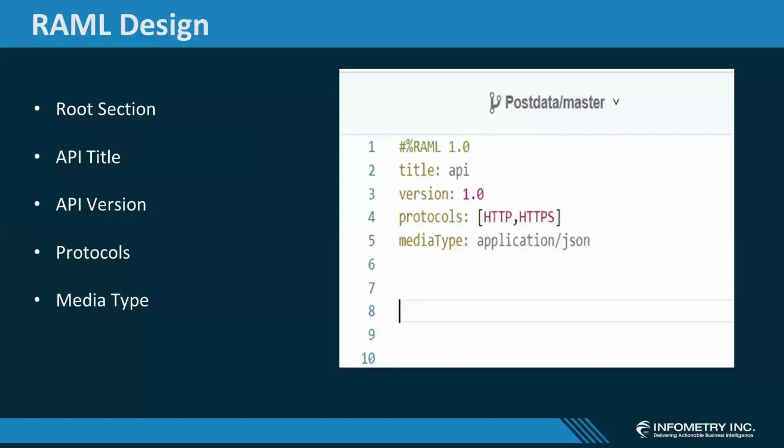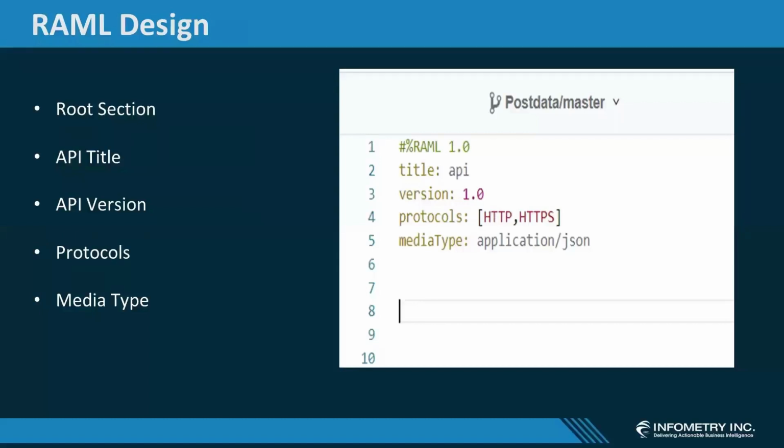Also, when it comes to protocols, the protocols property is used to specify the protocols that an API supports. For example, what we are defining in our APIs will support these two protocols, HTTP and HTTPS. If this protocol parameter is not defined in the root section, what will happen?